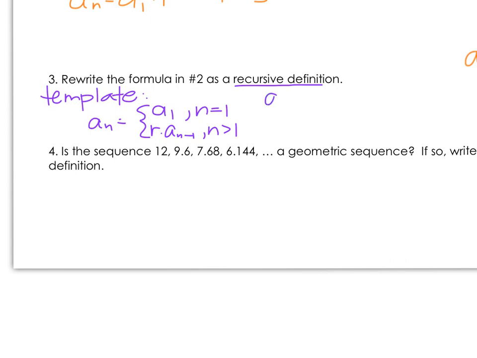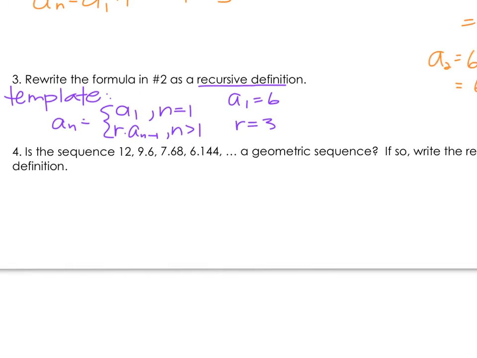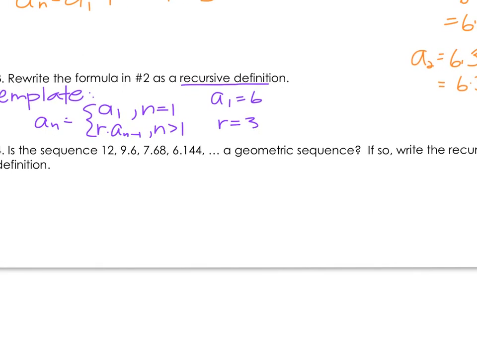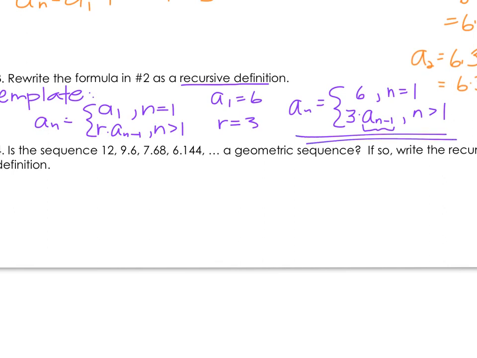All right, so we know a sub 1 was 6, and we knew r was 3 from that example up above. To write out our recursive version of this, a sub n equals, we do a sub 1, so 6, and then we just write comma, n equals 1, defining our first term. And in that second row, we do r, which is 3, times a sub n minus 1. Remember, that just means previous term. And that rule holds true for anything greater than 1. That's really all you do. You take the first term, multiply it by 3 to get the consecutive terms after. And that's the recursive definition.